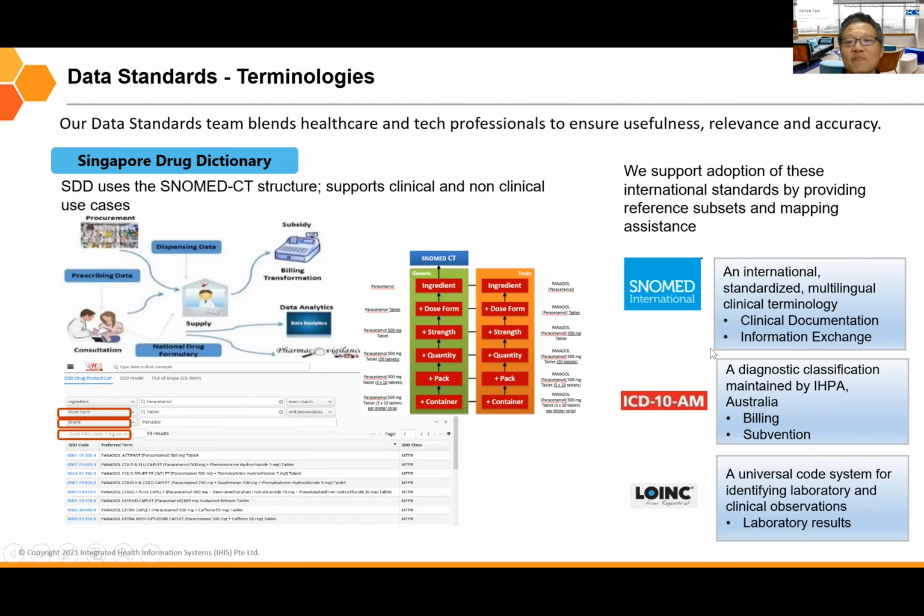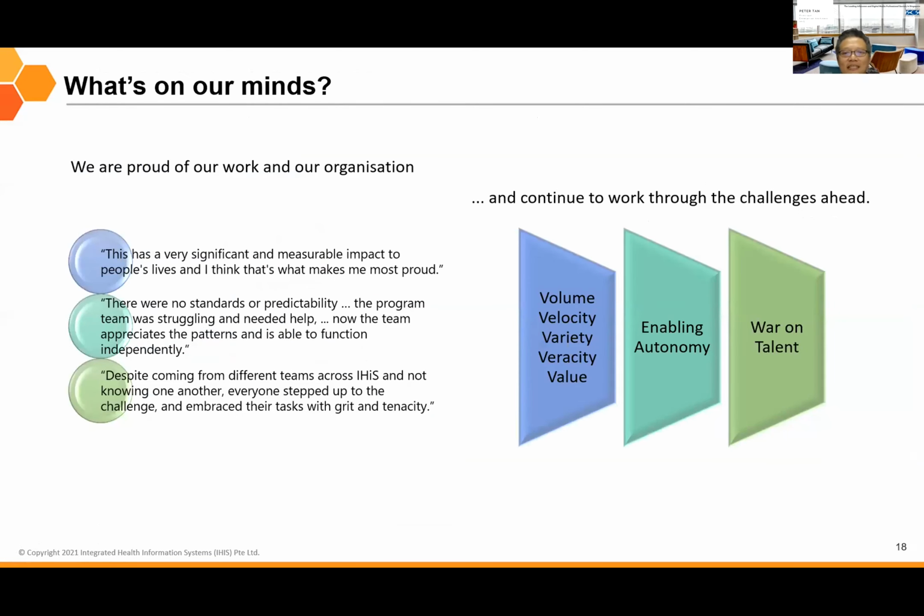I feel terrible that I'm probably oversimplifying the work of our standards colleague. It looks simple, but it is not, after working with them. All right, so I'm almost coming to the end. I realize I've overrun my time.